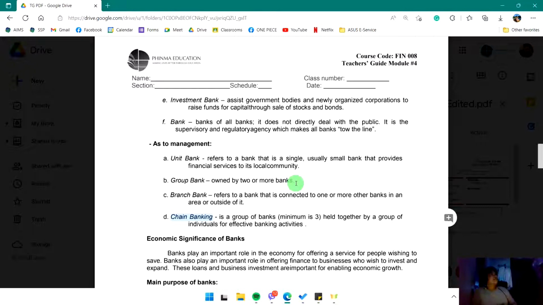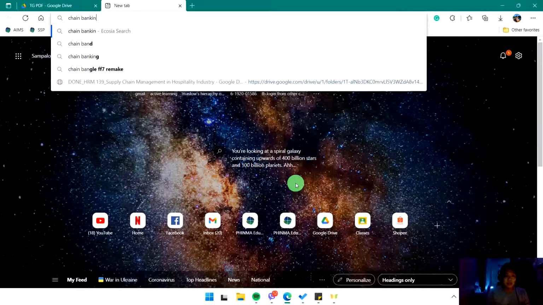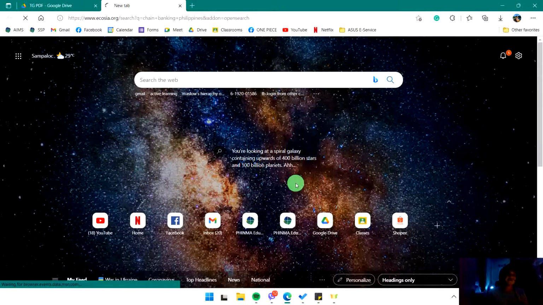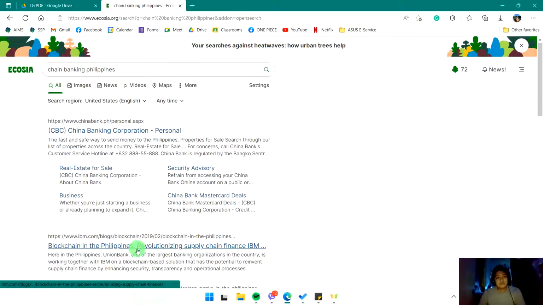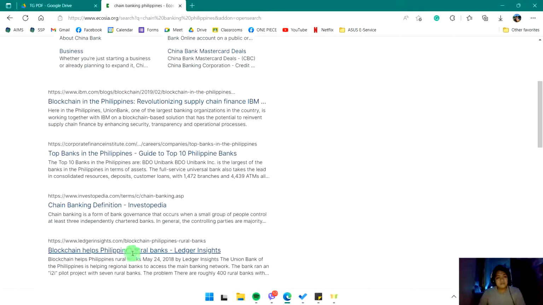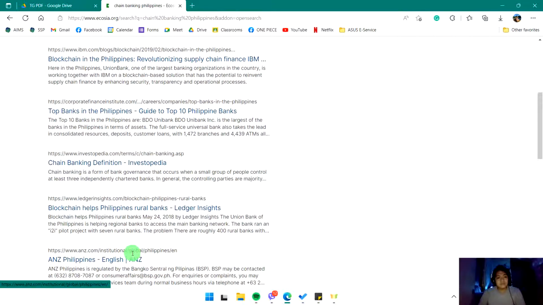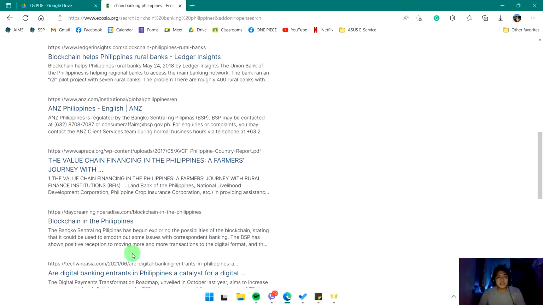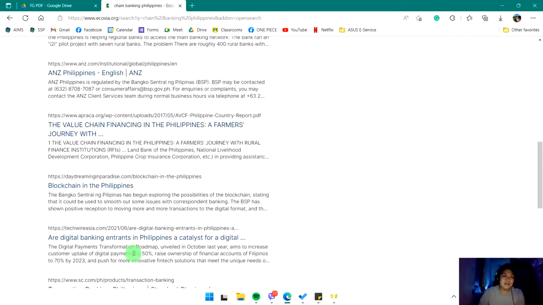So, dito ba sa Philippines? Hindi ko kasi alam kung ano yung mga pwede nating example ng chain banking sa Philippines natin. Let's look, kung meron tayong makikita. Chain banking Philippines. Okay, so I cannot see any examples of chain banking here in the Philippines.